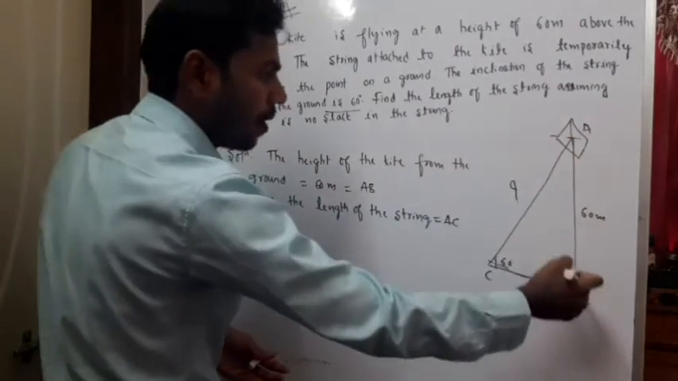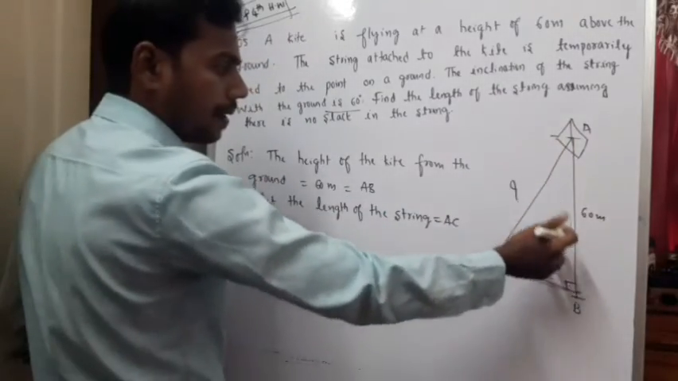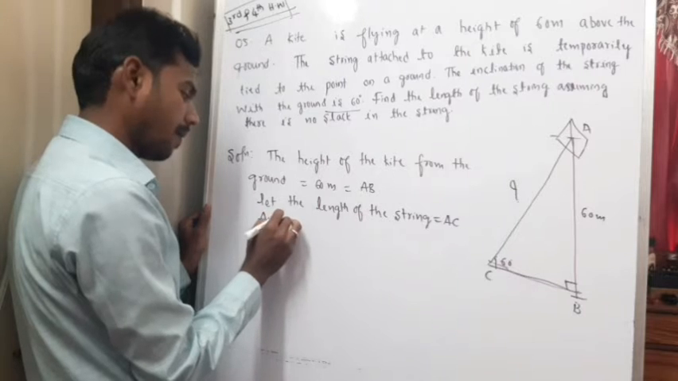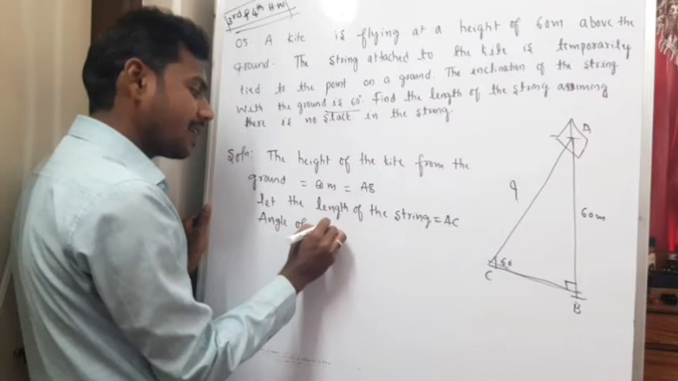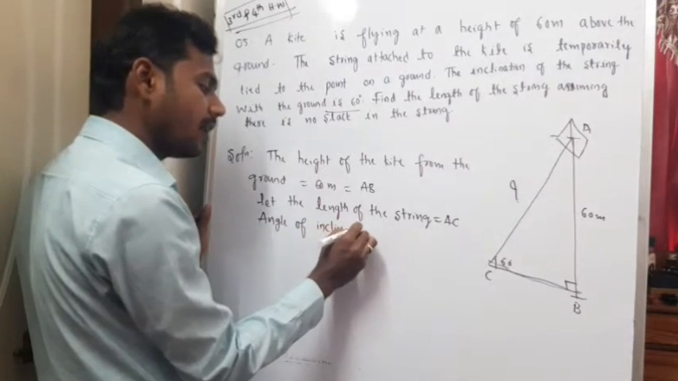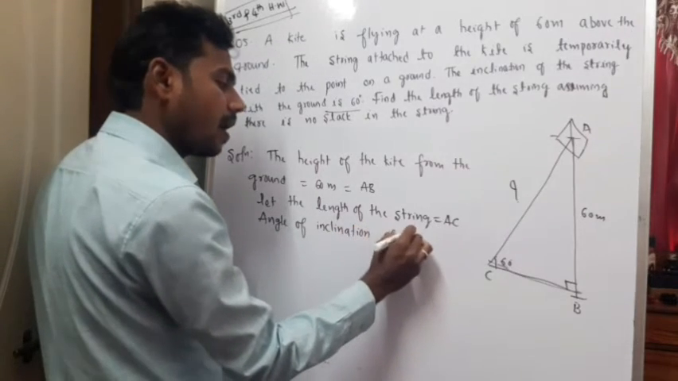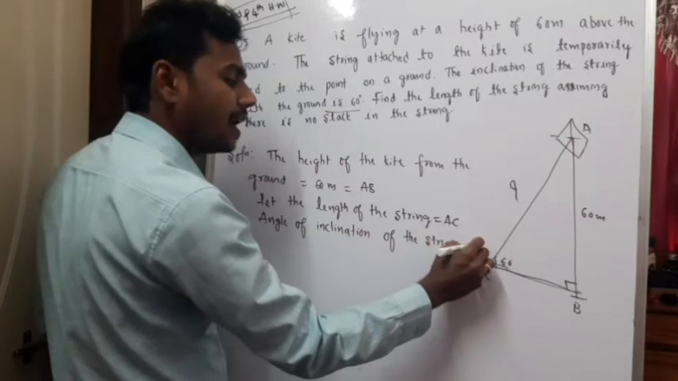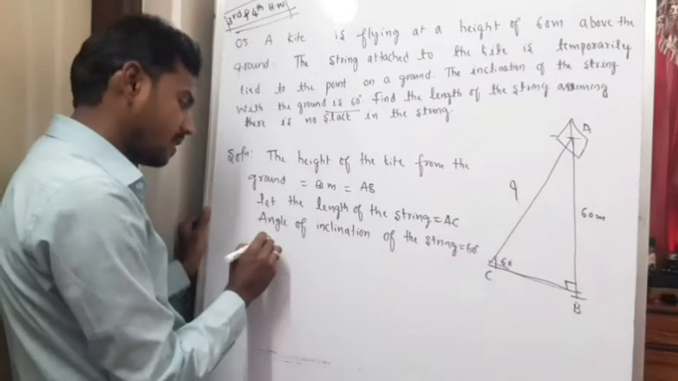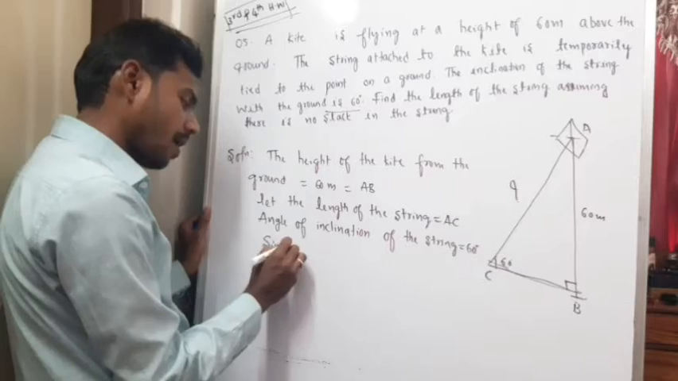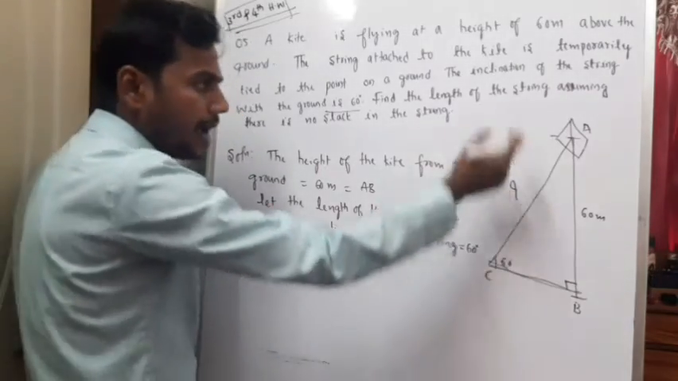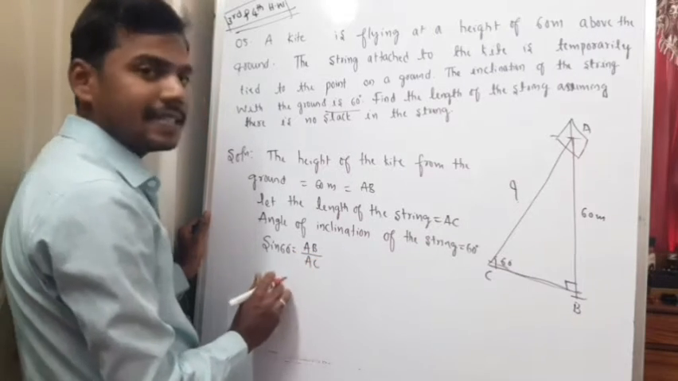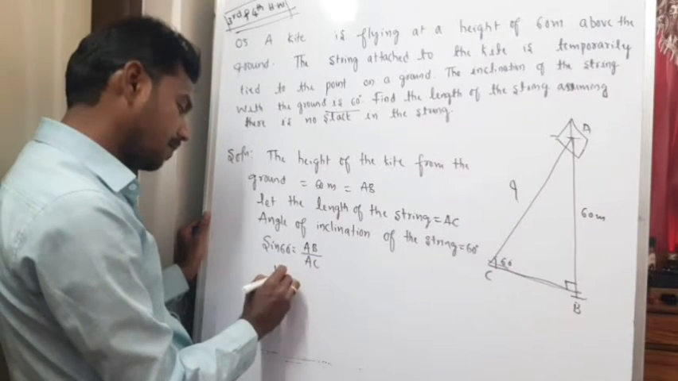One more thing we have: the angle of inclination of the string. The angle of inclination of the string is equal to how much? It is 60 degree. Fine. Now sine of 60 is equal to AB by AC. Sine 60 is nothing but root 3 by 2.